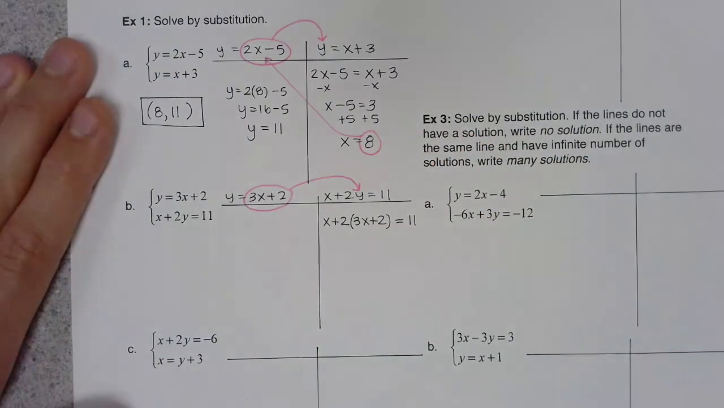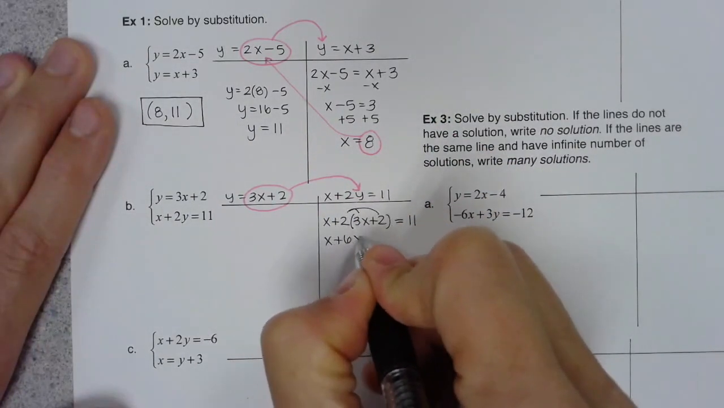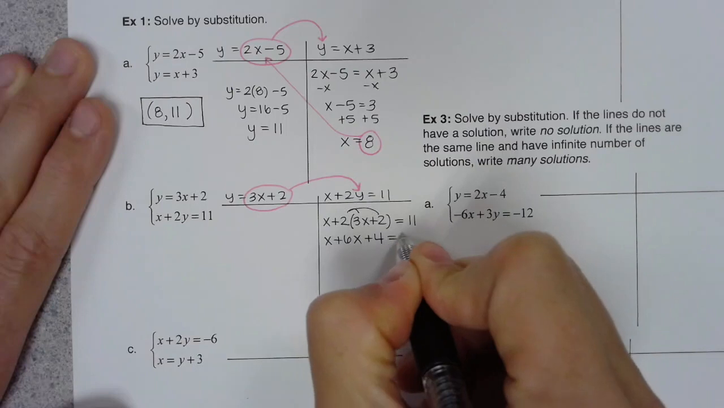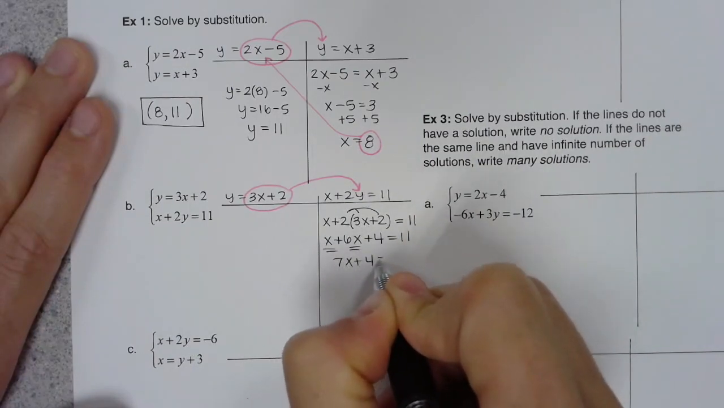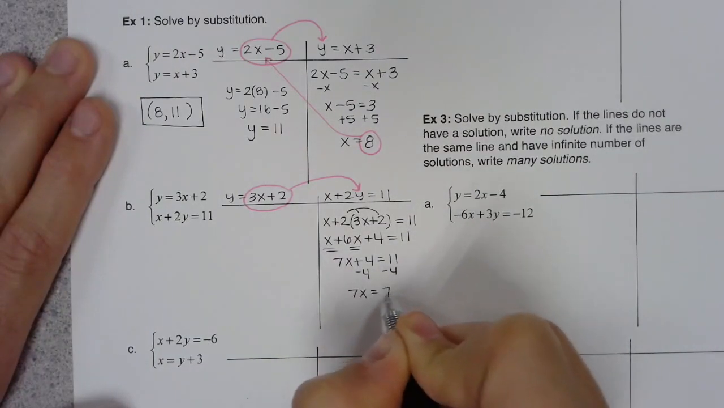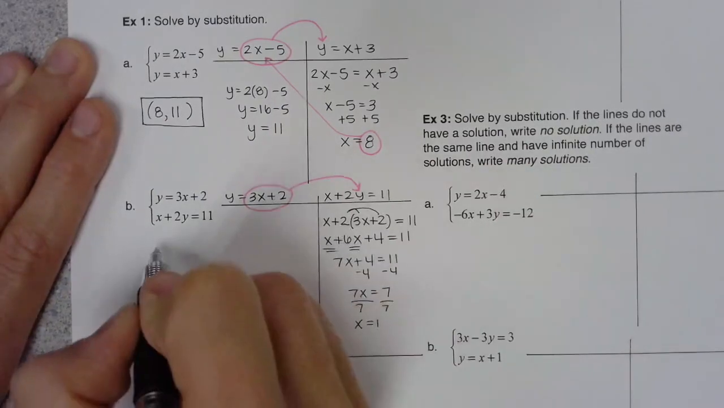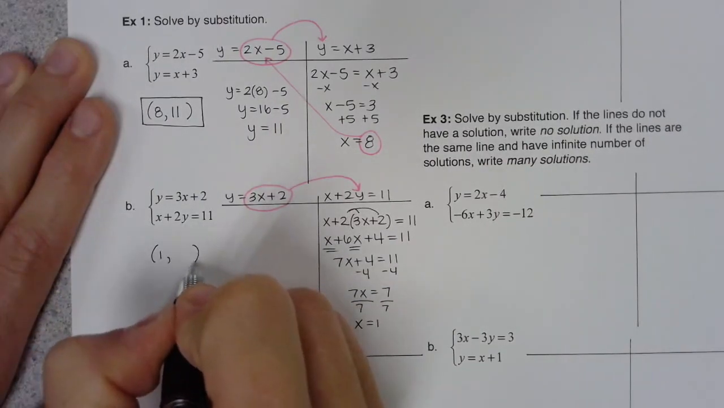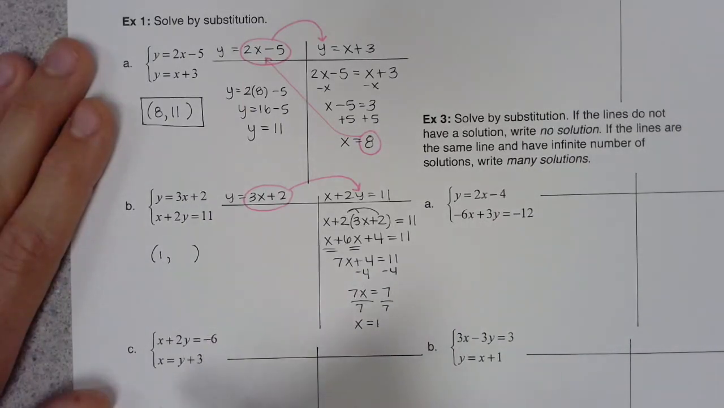I'll start by doing the distributive property. I'll do that in black. Here and here. So x plus 6x plus 4 is equal to 11. Then I'll combine like terms. I'll subtract the 4 from both sides. And I'll finish by dividing both sides by 7. So x equals 1 is part of my answer. And I put it first because the x coordinate always goes first.